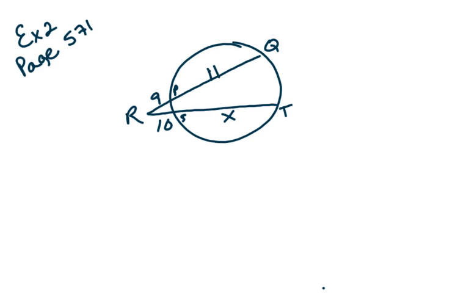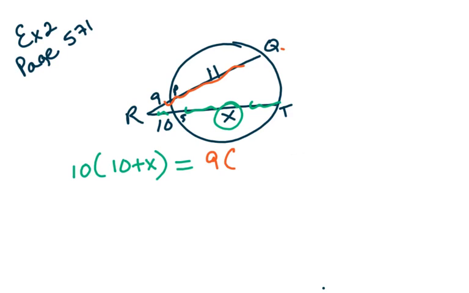Okay, so in this example, we're trying to find out what x equals right here. Let's look at the top line, and let's look at the bottom line. We'll call this green. All right, so we're going to have the little, which is 10, times the whole thing, which is 10 plus x. So 10 times 10 plus x is going to equal, now we're going to do the red line, okay? And the red line is going to be 9 times the whole thing, which is 9 plus 11.